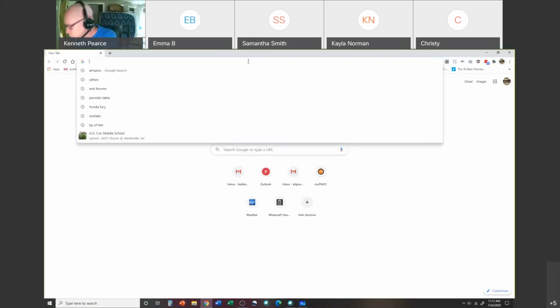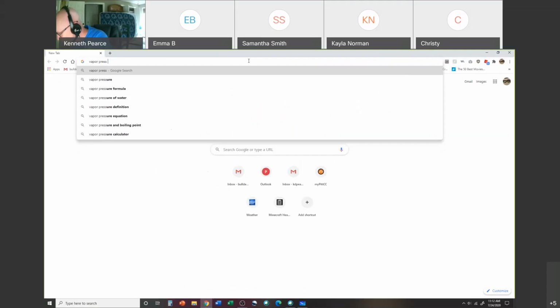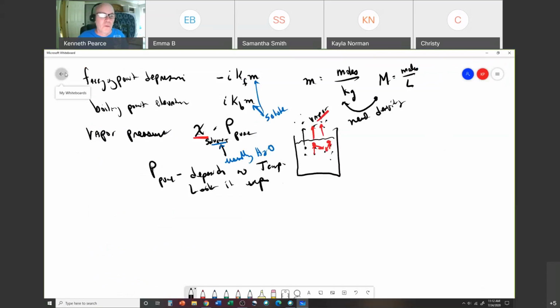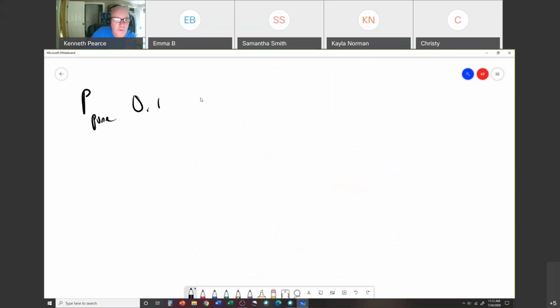So I'm going to look up the vapor pressure of water at 25 degrees Celsius, because that's what we're going to use. At 25 degrees Celsius, it is 0.0313 atmospheres. There we go. So P pure is 0.0313 atm. Is that what it said? Close enough. All right. And this is for water.